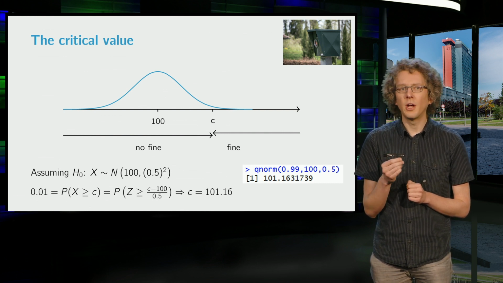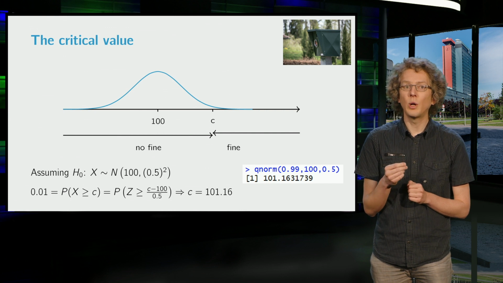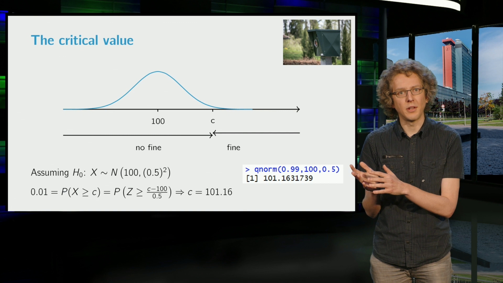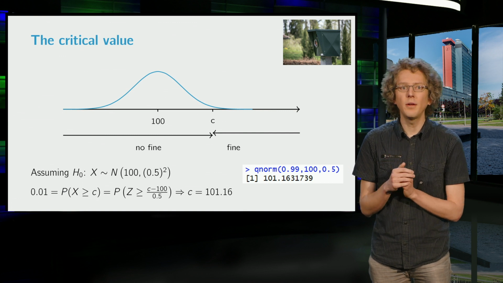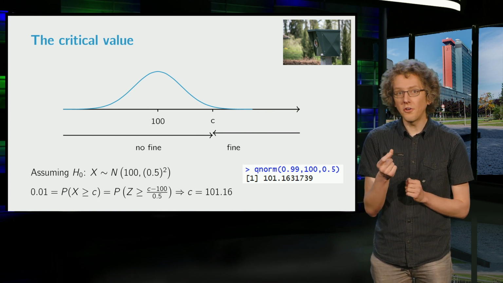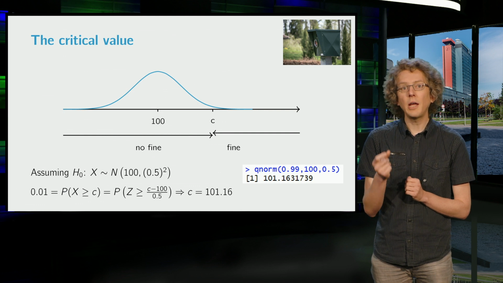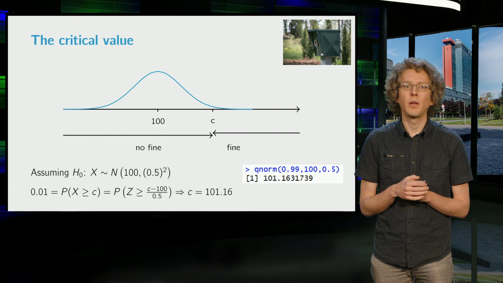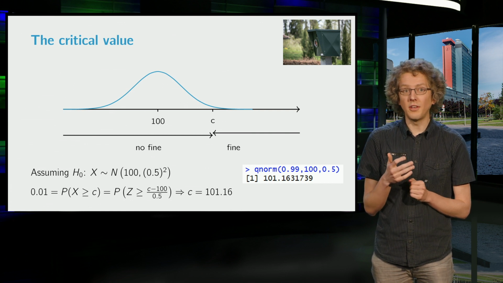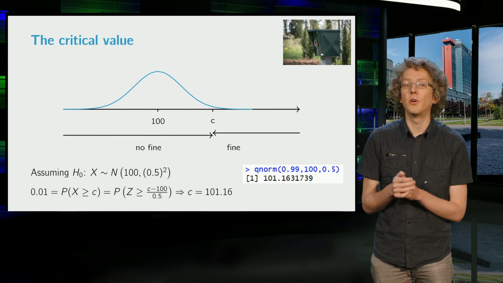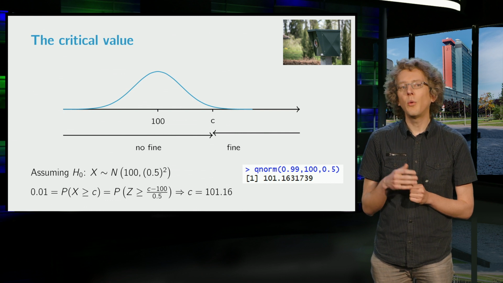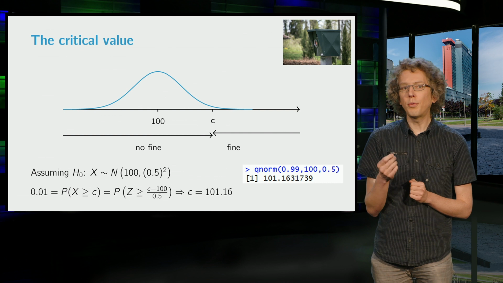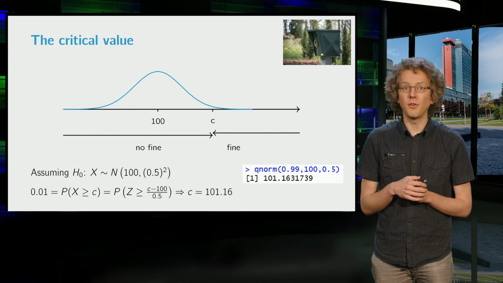Notice the R code. We used the qnorm command with parameters 0.99, since we want 99% of the area to be to the left of c, parameter 100, the mean, and parameter 0.5, the standard deviation. Using this command, we actually did not need a transformation to a standard normal. We call this c the critical value. Do pause the video if you want to check this computation for yourself.